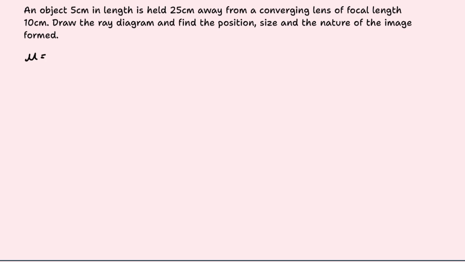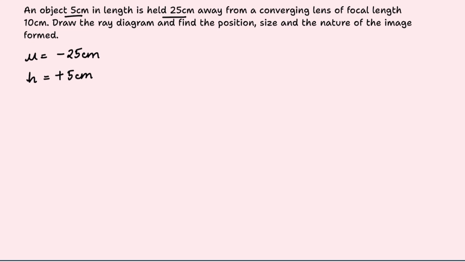So we have the object distance, which is 25 centimeter away from the lens, and according to sign conventions, we always keep it on the left side, so the sign of this will be negative. Next we have the object size, object height, which is h, and it is 5 centimeter, and according to sign conventions we always keep it above the principal axis, so this will be positive.